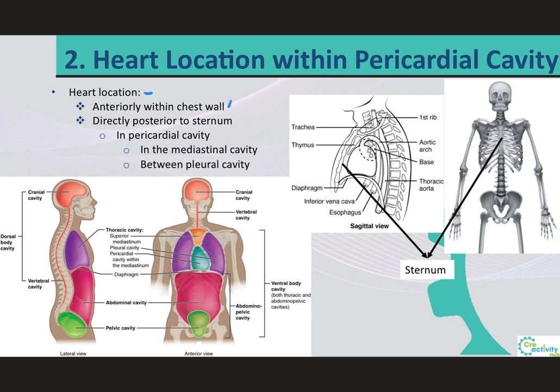This means that it is in front of other structures like the esophagus and the aorta that will run behind it, as we can see from this image. We can also add that it is located directly posterior to the sternum, where it will sit inside of the pericardial cavity. Here is the sternum, which is your breastbone, and here's the pericardial cavity, which is a portion of the ventral body cavity, as we can see from this image.